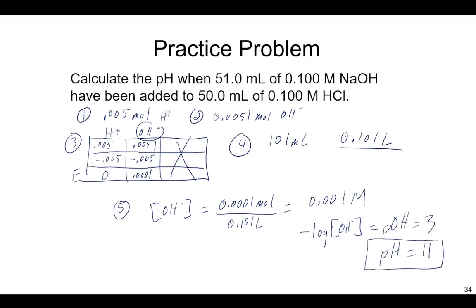Okay, don't forget that final step. Remember to write this out. What are you working with? What do you have left? It's OH, so negative log will give you a pOH that you then convert to what's asked for, pH.